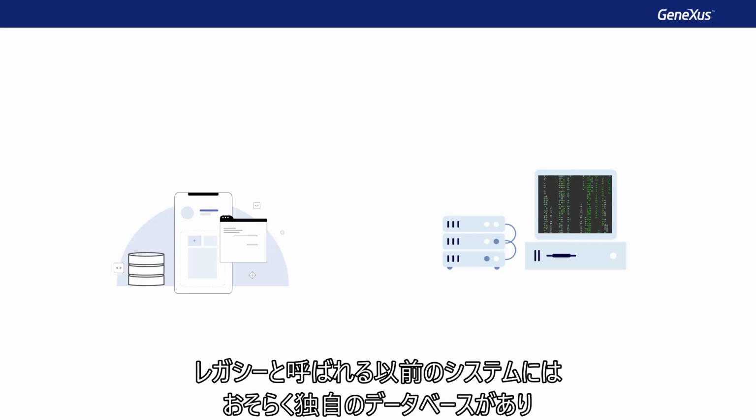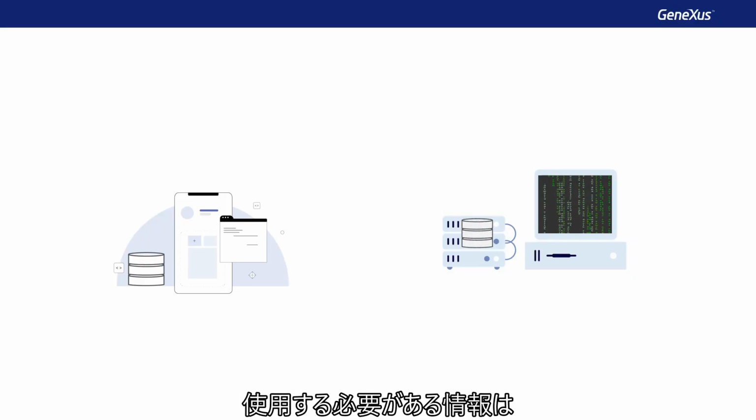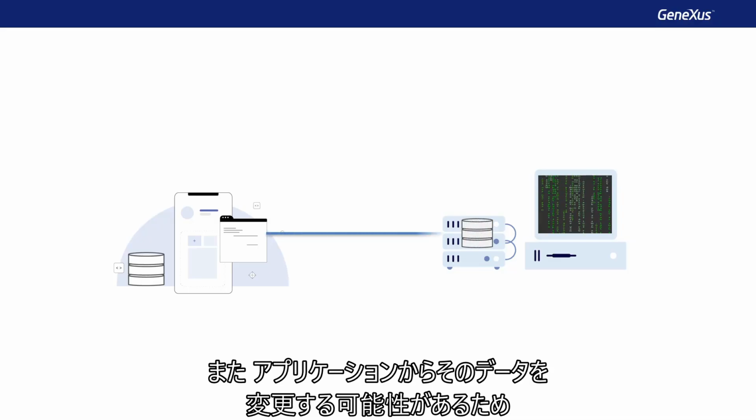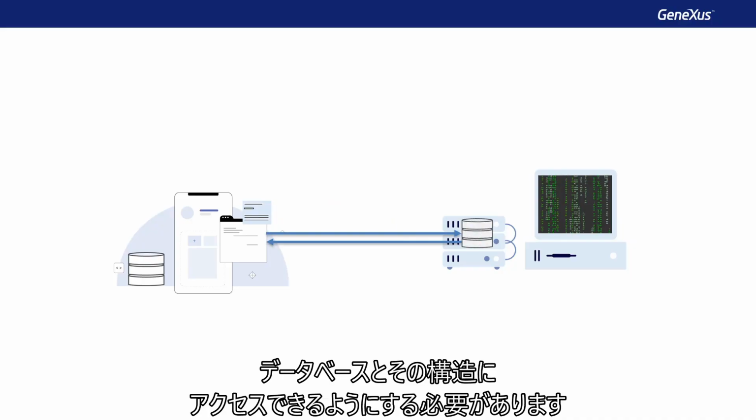The previous system, which is called legacy, probably has its own database, and it's possible that the information we need to use may have to be stored and maintained exclusively from that platform. Also, we may be able to modify that data from our application, so we must have access to the database and its structures.